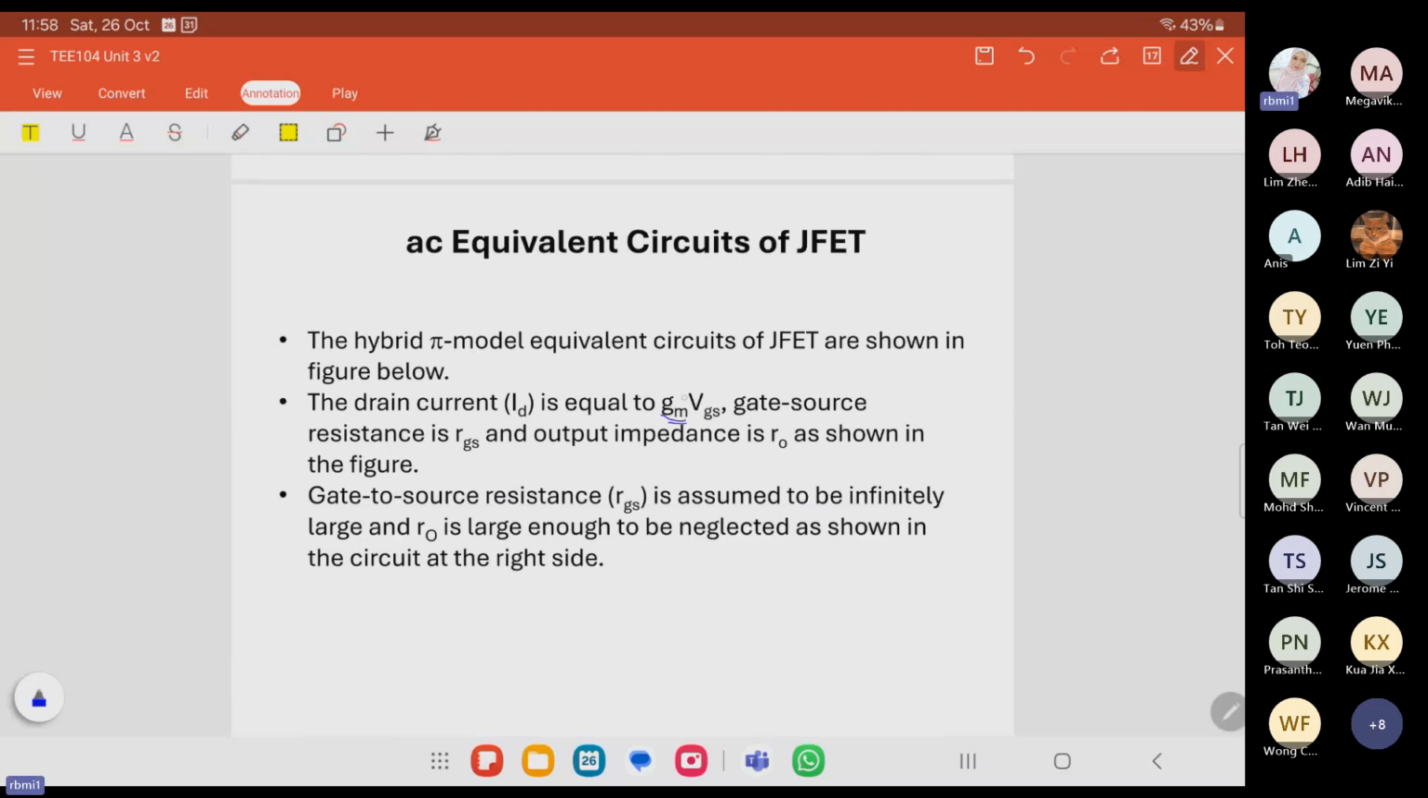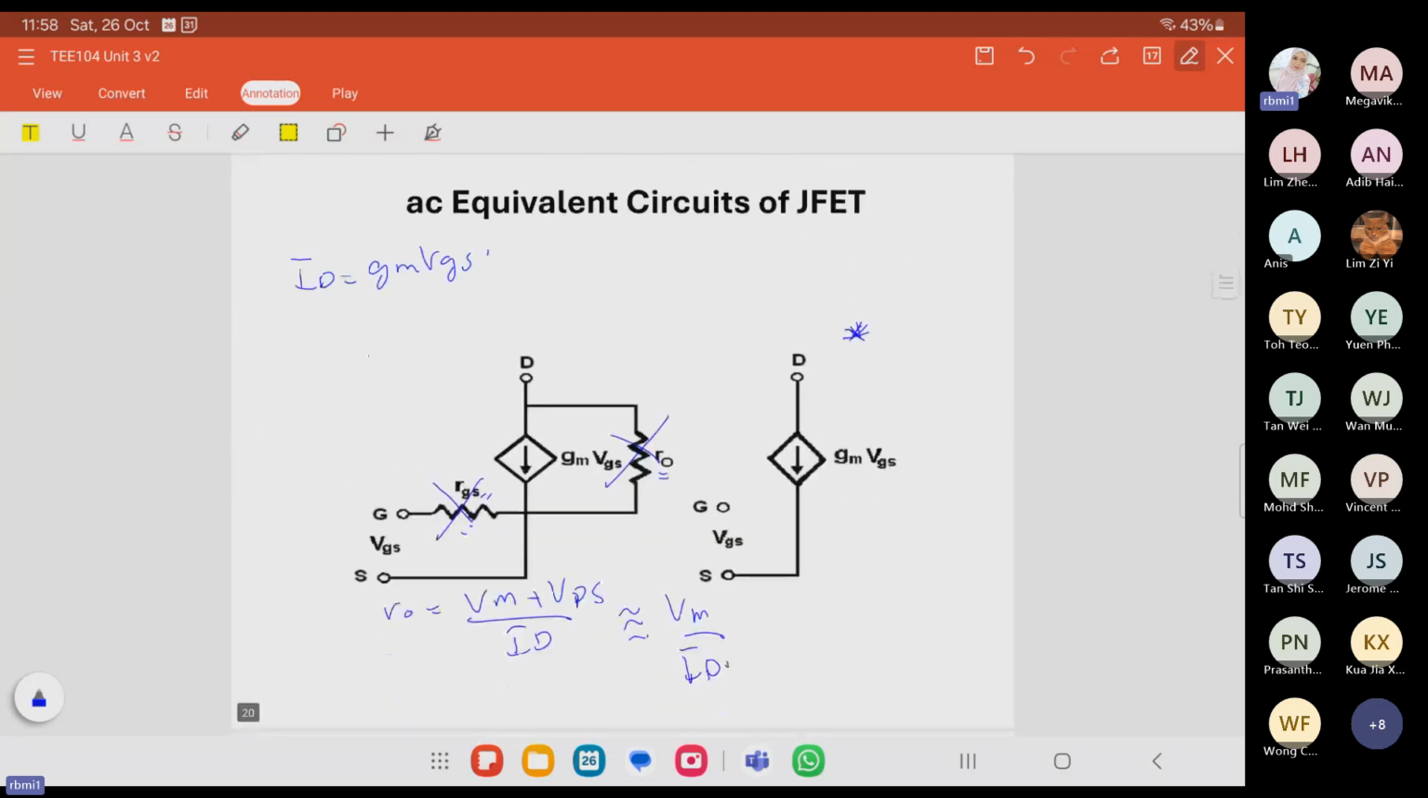Okay, and let's see the RGS and r naught. RGS is the gate-to-source resistance, and r naught is the output resistance. VA is the early voltage. Okay, this is the second circuit here. This one is the first, and this is the second. The second circuit is the simplified version.